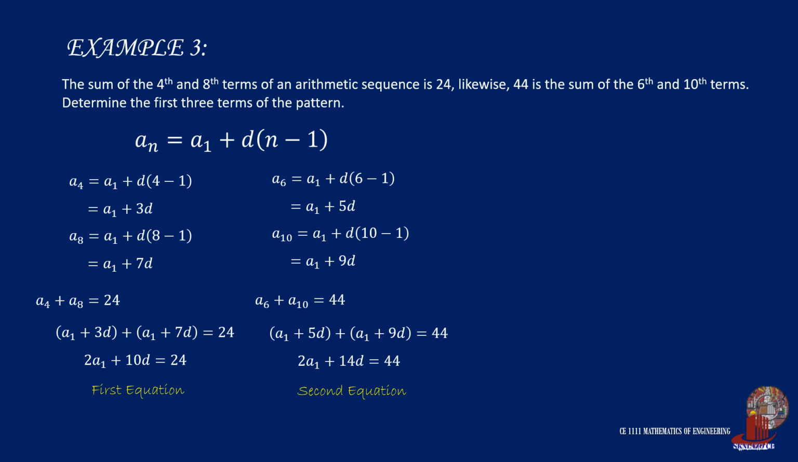With two equations of similar variables, we solve them simultaneously. Take equation 2 less equation 1 to cancel out a sub 1. 14d minus 10d is 4d, and this is equated with 44 minus 24, or that is 20. Divide everything by 4 to isolate d, and come up with d is equal to 5.